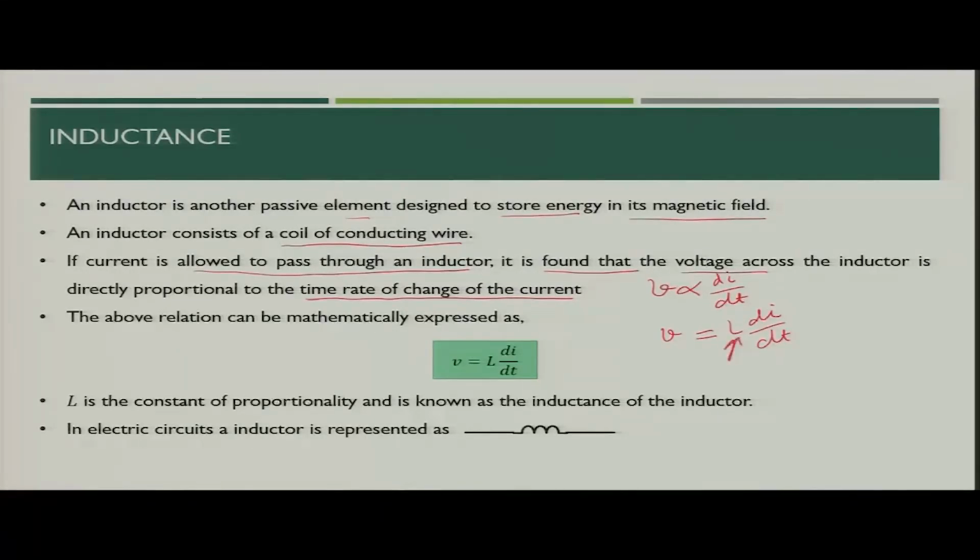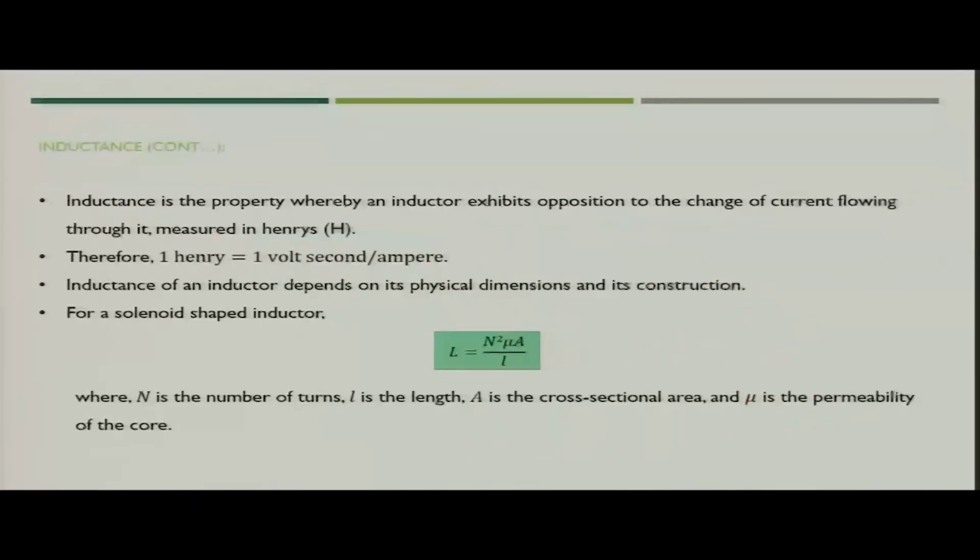So, this proportionality constant is nothing but the inductance of that element through which the voltage is measured and current is changing with respect to time. So, this V is equal to L di by dt is the property of the inductor, and it is represented in the form of a coil. So, the symbol you will see in the literature is like this, which is nothing but the symbol for an inductor.